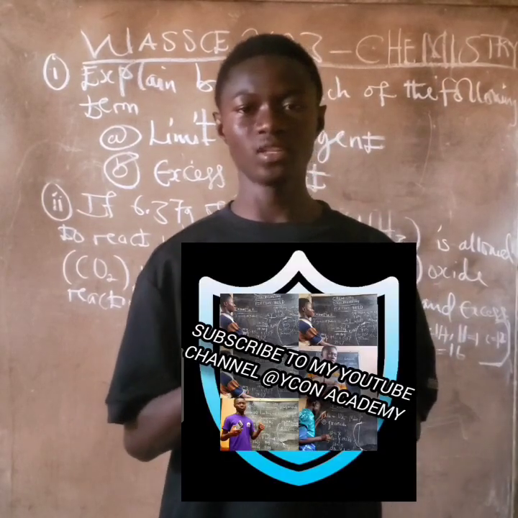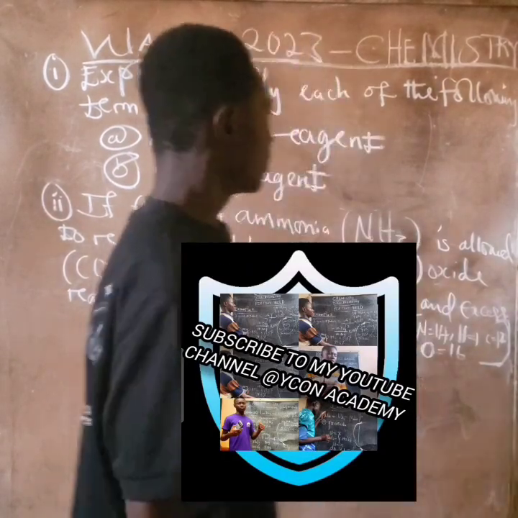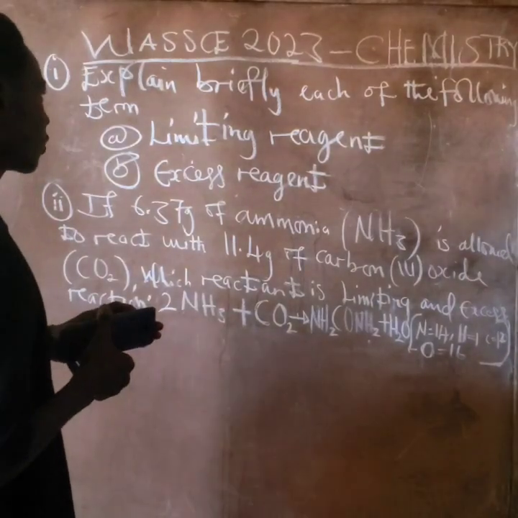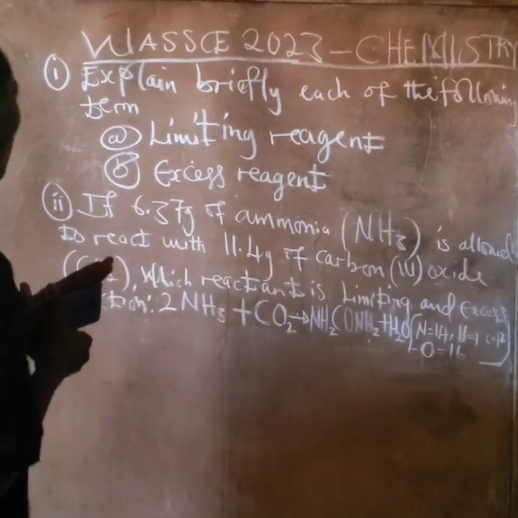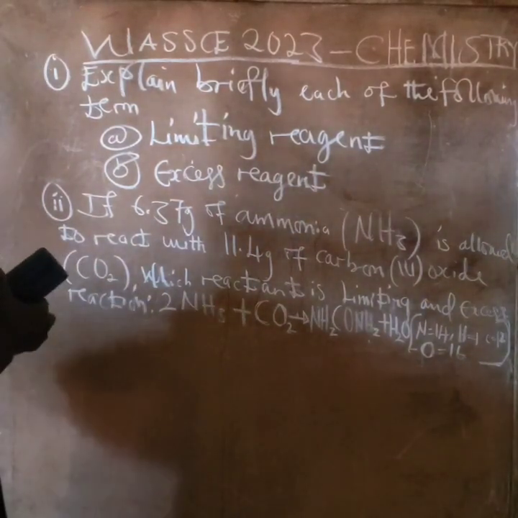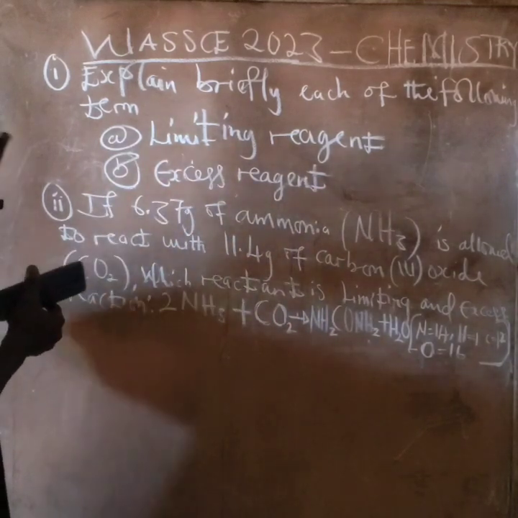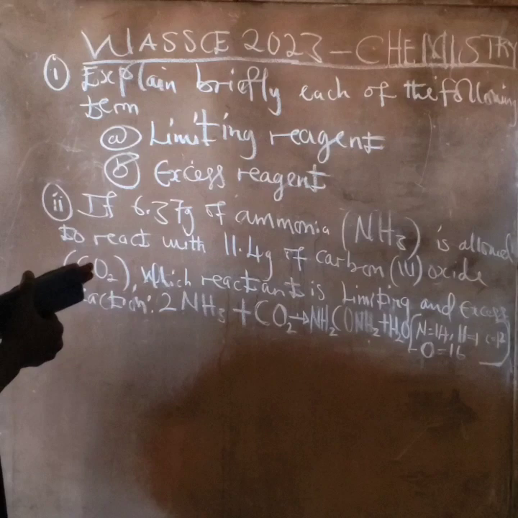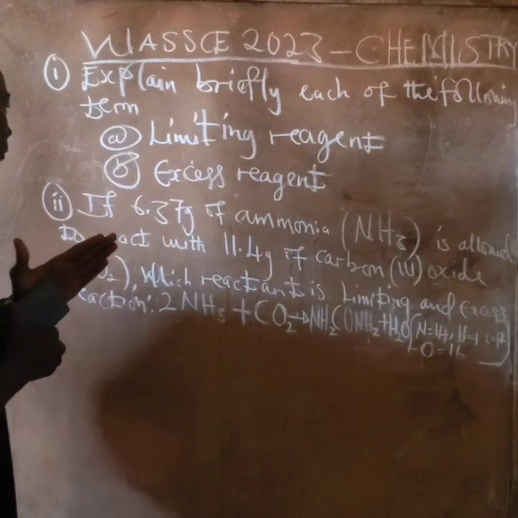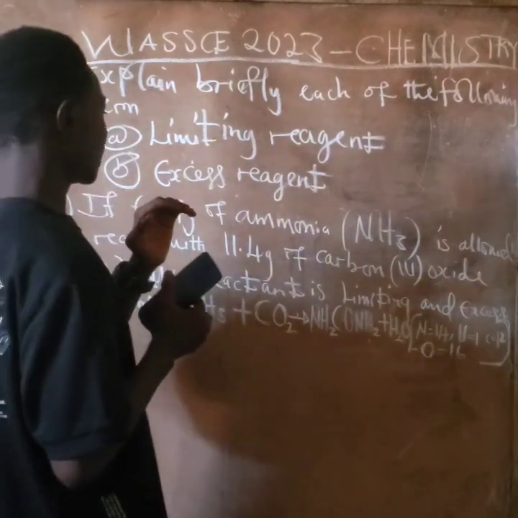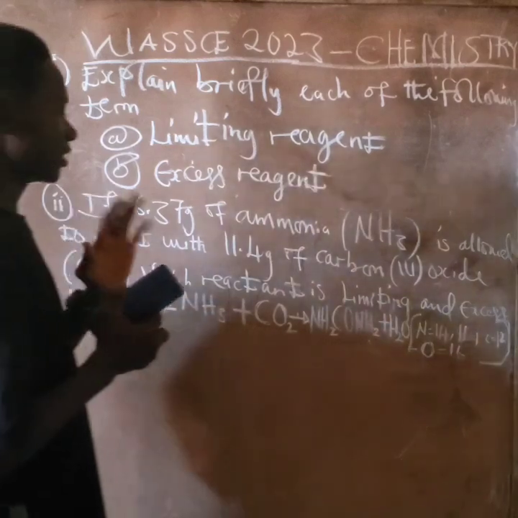Let's consider this question on the blackboard. This chemistry question is from WASSCE 2023. We are to answer two parts. The first part is Roman 1 and the second part is Roman 2. The first part says, explain briefly each of the following terms: A. Limiting reagent. B. Excess reagent.